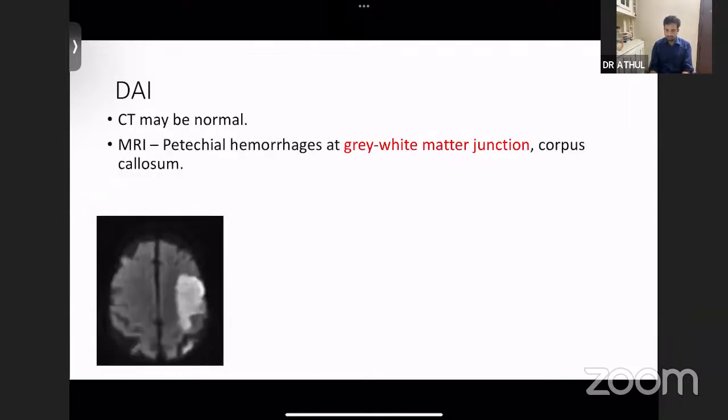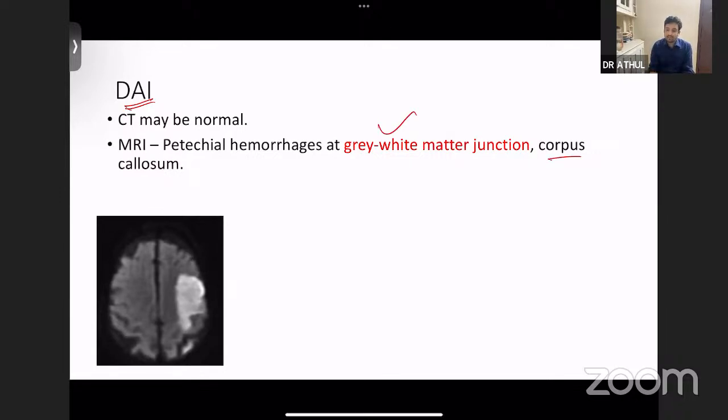So you should be familiar with some of these sequences, and able to identify some of these basic sequences. In diffuse axonal injury, CT may be normal. Sometimes CT will also show punctate petechial microhemorrhages, small microhemorrhages in the gray-white matter junction, corpus callosum, or midbrain, the brainstem structures.